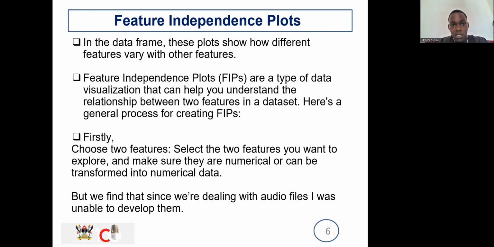Now we have feature independence plots. In the data frame, these plots show how different features vary with other features. Feature independence plots, FIPs, are a type of data visualization that can help you understand the relationship between two features in a data set. Here's a general process of creating FIPs. Firstly, choose two features. Select the two features you want to explore and make sure they are numerical or can be transformed into numerical data. But since we are dealing with audio files, I was unable to develop them. Yes, just to move on.